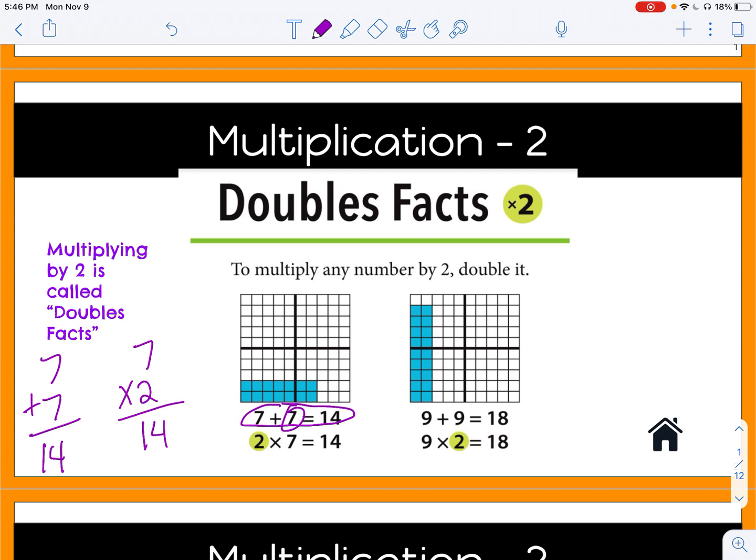I can think about this in an array, if I had 2 on this side and 7 on here. If you know your 9 plus 9, you also know your 9 times 2. So here's 9 and here's 2.